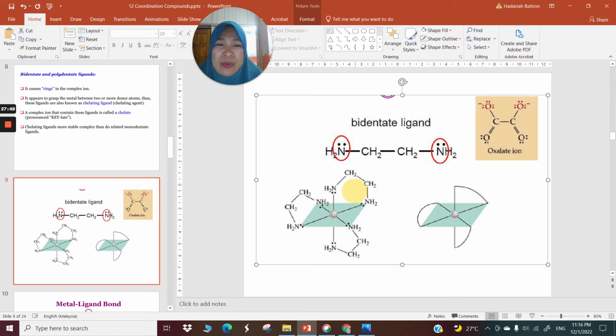and this drawing can be simplified to look like this on the right. So 1 ethylene diamine, 2 ethylene diamine, 3 ethylene diamine can be represented by this and this and that. But that is just a simplification. The same thing can happen for oxalate as well, because oxalate also is a bidentate ligand.